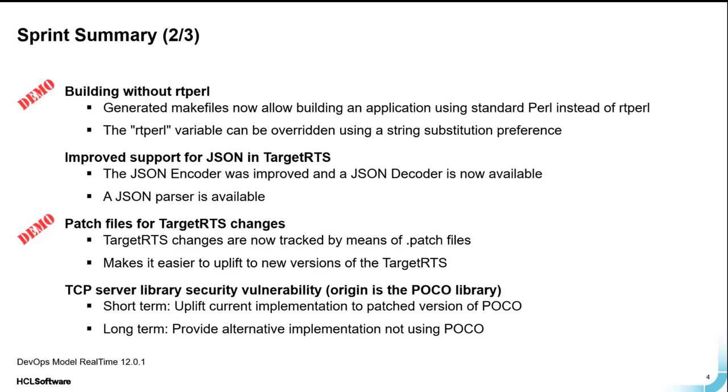We also worked on improving the support for JSON in the TargetRTS. So already before we had support for encoding data and messages into JSON. That was improved in this sprint. So for example, pointers could not be properly encoded before, but now we can do that. And we also implemented a JSON decoder, which does the opposite. So it takes a string produced by the JSON encoder and creates the corresponding object in memory.